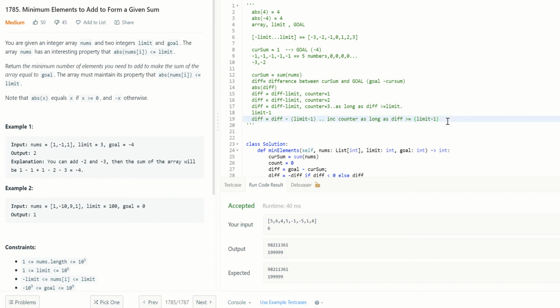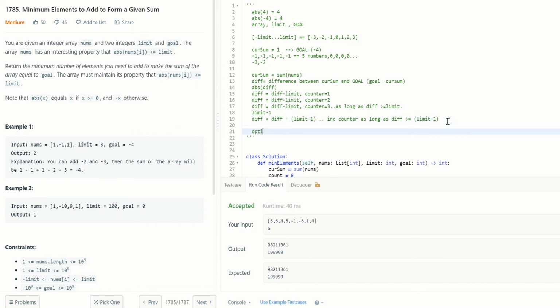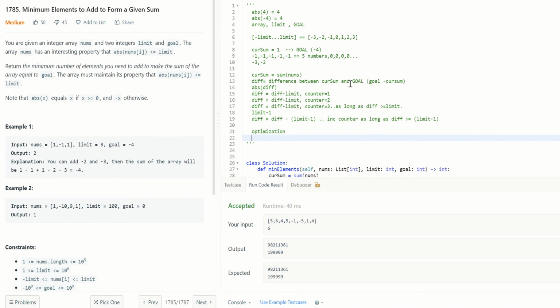There is one optimization that we can do. So we'll come to optimization. We're going to go through the code in a second, but there is an optimization. Since we have been subtracting the limit so many number of times, do we have to really loop through this and do it? No, we don't have to do this many times of looping. What we can essentially do is just divide diff by limit. So you will know how many times you need to essentially subtract the limit from diff.